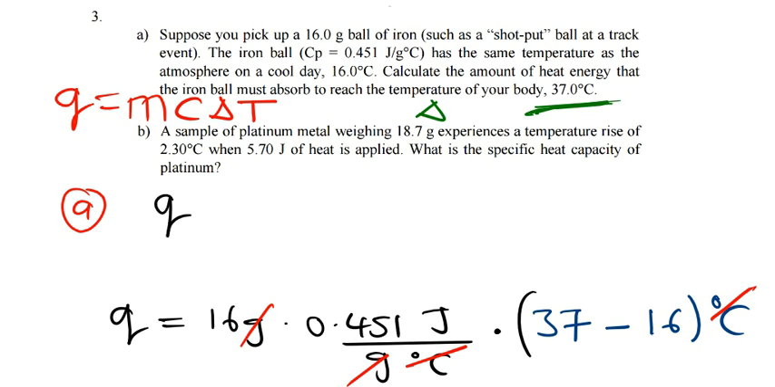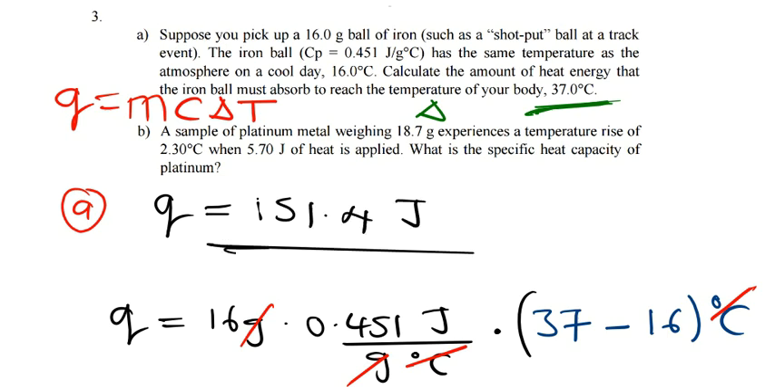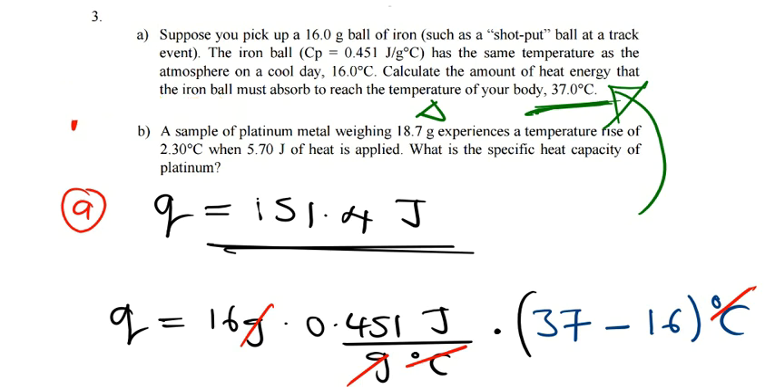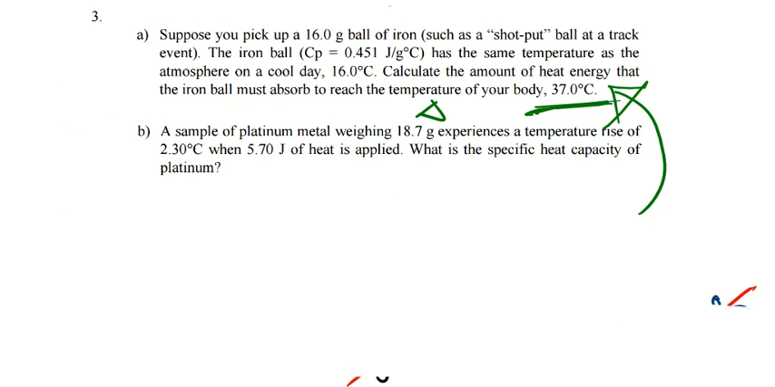So our Q becomes 16 multiplied by 0.451 times (37 minus 16). That should give us the energy that must be absorbed. What I'm getting is 151.4 joules. This is the amount of energy that the iron ball must gain to reach the temperature of your body. This is because the temperature of the body shouldn't change, so it's constant and the iron ball has to adjust.